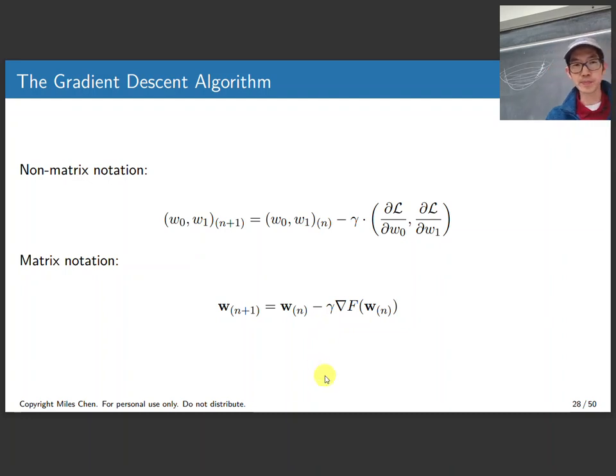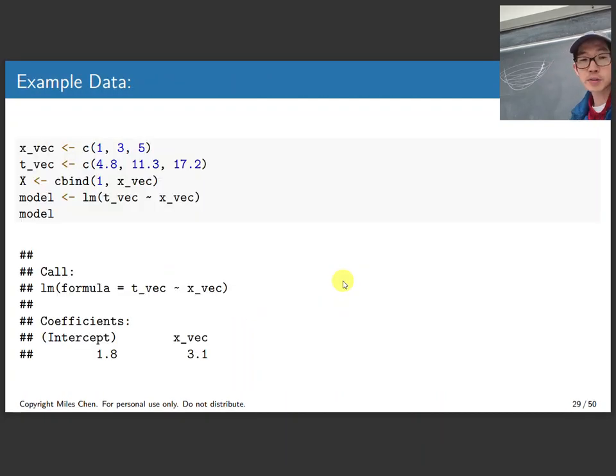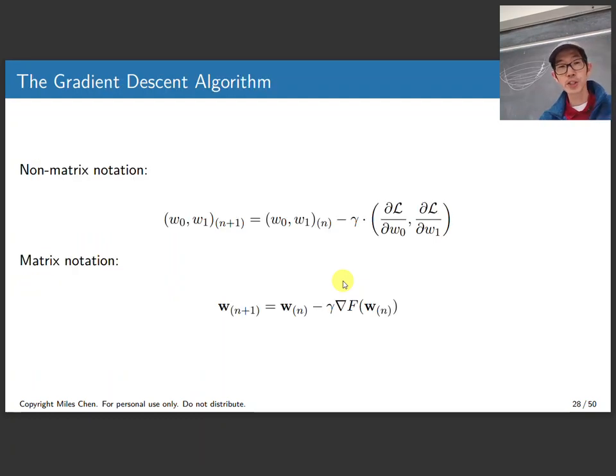This is what our gradient descent algorithm looks like. We have an arbitrary starting location at time n, and we say what is it going to be at time n plus 1. We take our current location and we subtract off gamma times the gradient, where the gradient nabla f is equal to this thing right here.